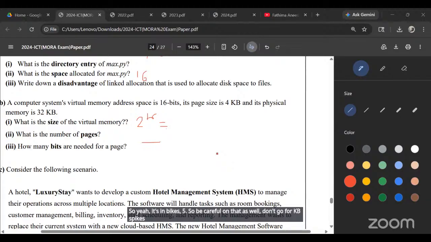So 2 to the power 16 bytes is equal to 65,536 bytes. 65,536 bytes, you have to divide it by 1 KB. 1 KB is 1024. When you divide it, the answer you will get is 64 KB. So that is the size of the virtual memory.